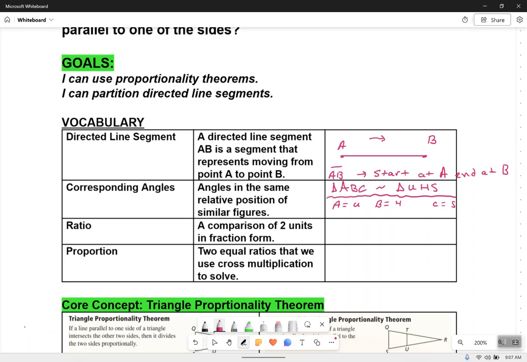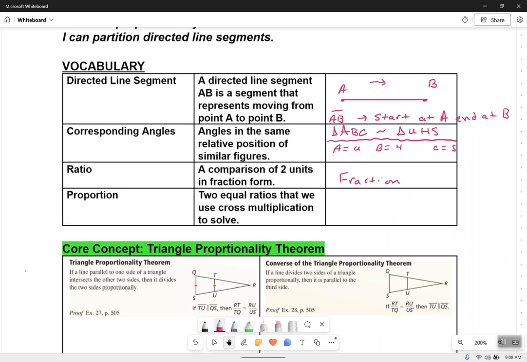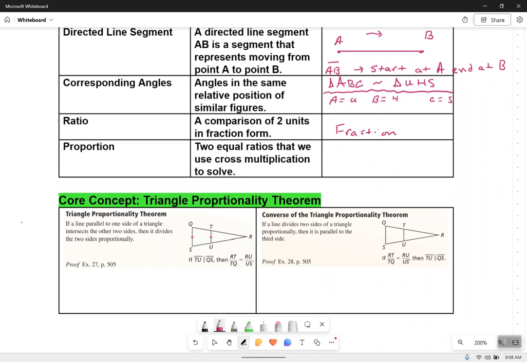All right, guys, ratios. I don't think I need to go deep into this here, but it says it's a comparison of two units in what? Fraction form. Okay, a ratio is just a comparison of two units. You know you're probably setting up a what? Ratio is just a fraction. And then you know proportions, two equal ratios that we use cross multiplication to solve. I don't care about the answer here. Just make sure we're good here.